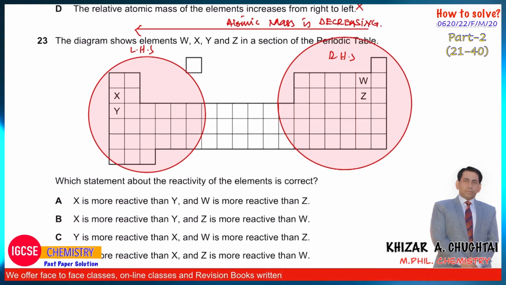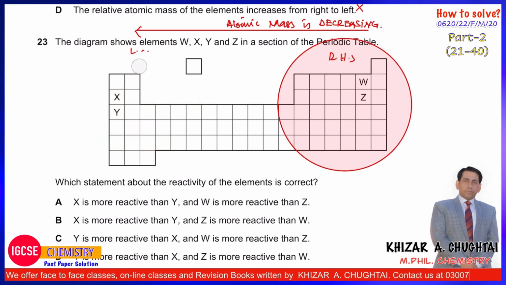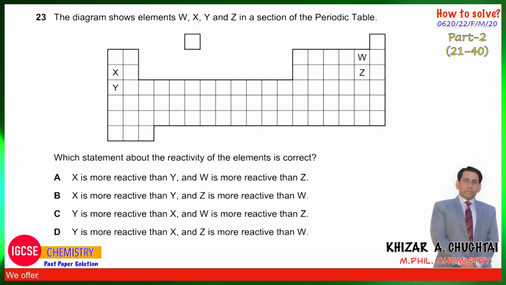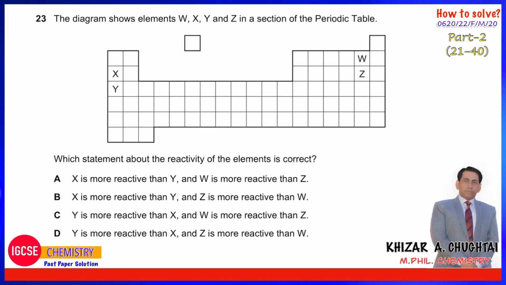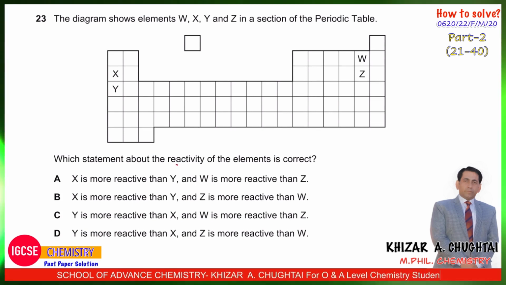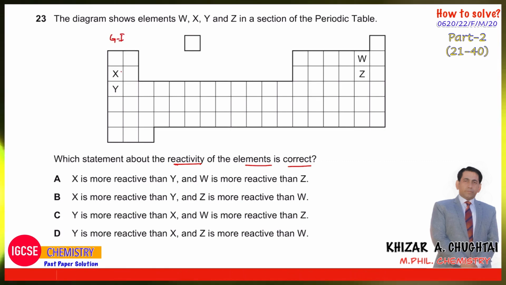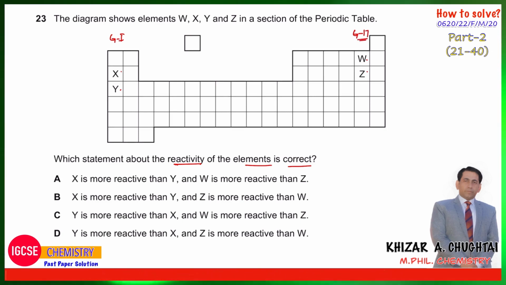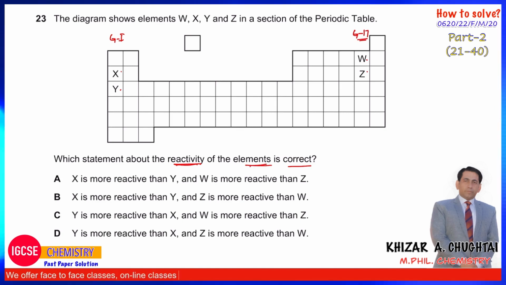Come towards question number 23. The diagram shows the elements W, X, Y, and Z in a section of the periodic table. Which statement about the reactivity of the elements is correct? You can see that X and Y are the group 1 elements, and W and Z are the group 7 or group 17 elements.